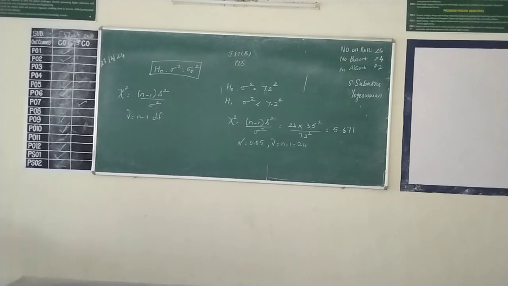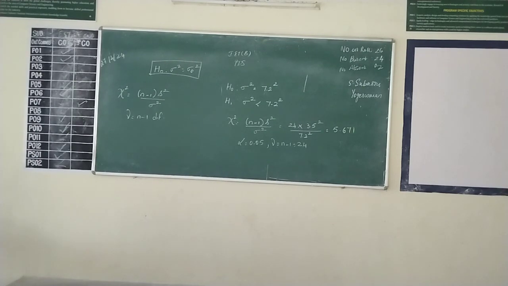For each test you may use different tables. Don't make a mistake here. Now conclusion, accept or reject? Reject or accept? Why reject, ma? Calculated value is greater than table value. Is it so? What is the calculated value? 5 points. What is the table value? 36 points. Accept or reject? Accept. So right.